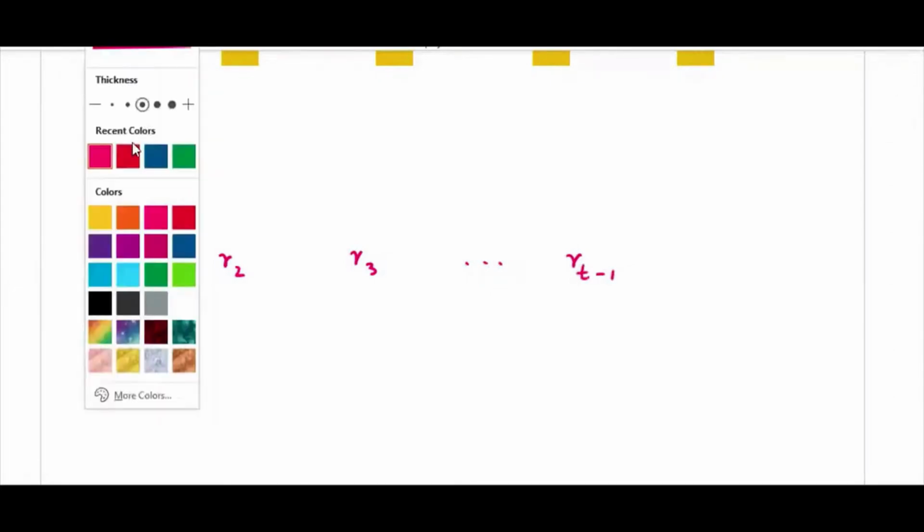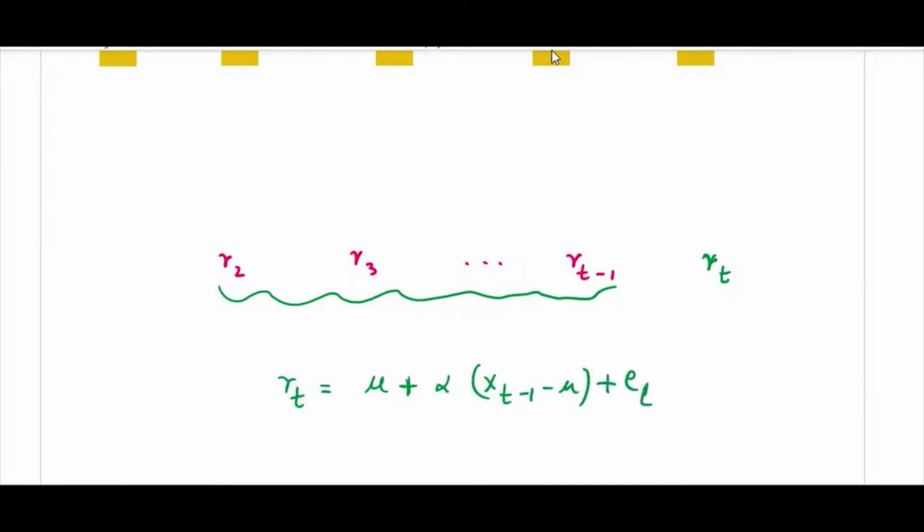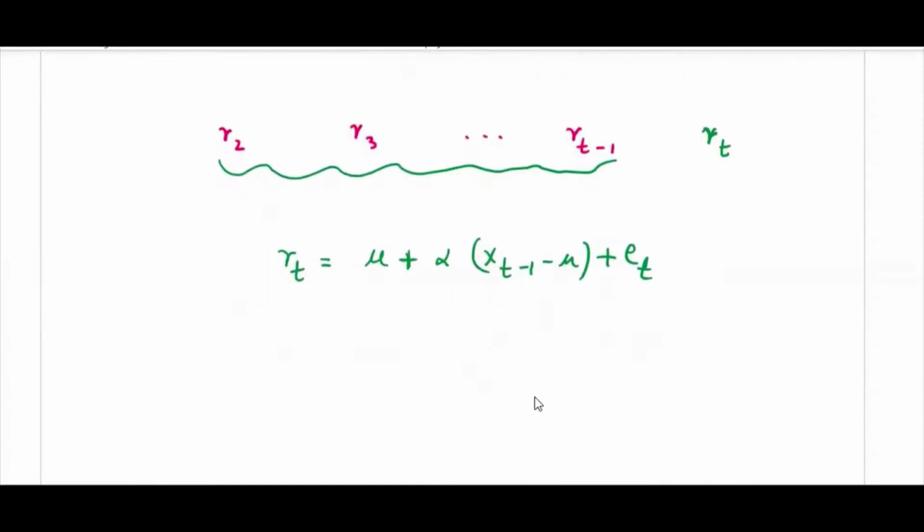So now with this series, R1, R2, R3, up to R(t-1). Rt is not present though. These are the numbers available. Using these numbers, we'll try to predict Rt. This is our work. We'll write the formula. Rt is equal to mu plus alpha times (X(t-1) minus mu) plus Et. In time series 2, you will know how to estimate the parameters.